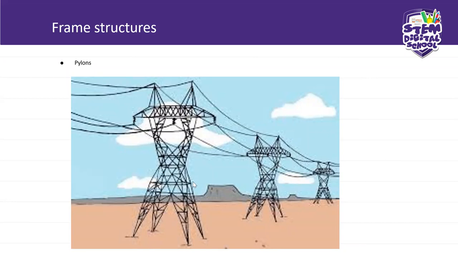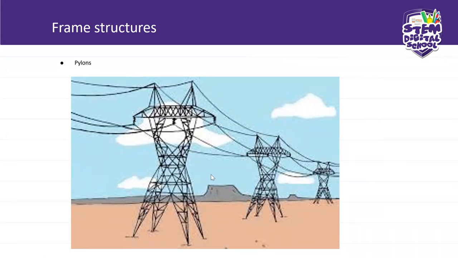I would like to say that the frame of the electricity pylons is made up of numerous triangles. You can see different shapes there, but the basic one that you see there is triangles. So in technology, we talk about triangulation. Triangulation is one of the things that makes our structures rigid and firm.